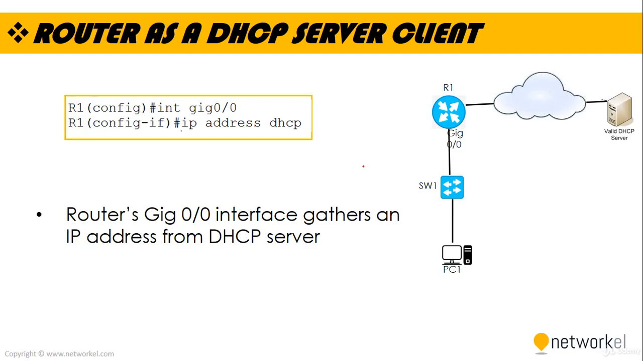If you want to assign a dynamic IP address to a router's interface, you can use the IP address DHCP command under the related interface mode. This is not something that we usually use, but you may face these questions in your exam. Here, we get into the interface mode by typing interface gig 0/0, and by typing the IP address DHCP command, the router's gig 0/0 interface gathers an IP address from the DHCP server dynamically.